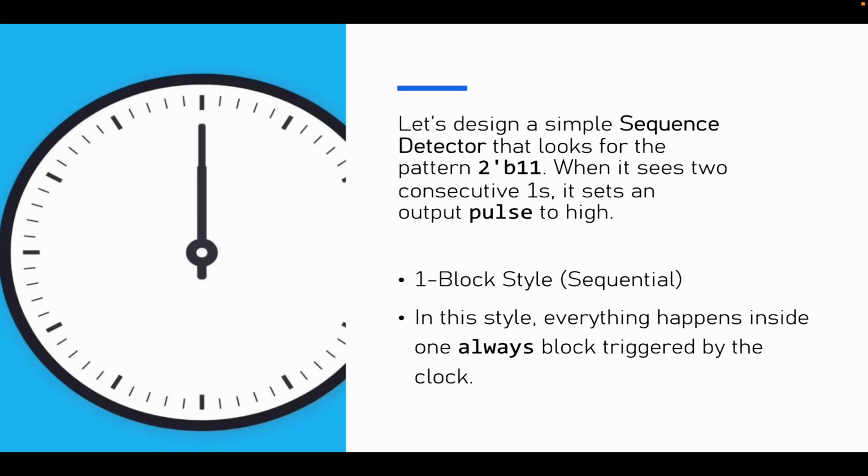Let's design a simple sequence detector that looks for the pattern 2'b11. In digital communication, when you are separating one set of bits from the other bits, we use something called a flag. So in this type of application, a sequence detector becomes very important. Now that you have a signal of 2'b11, you have to detect whether this sequence is repeating. That means whether you are able to see 1 1 again and again.